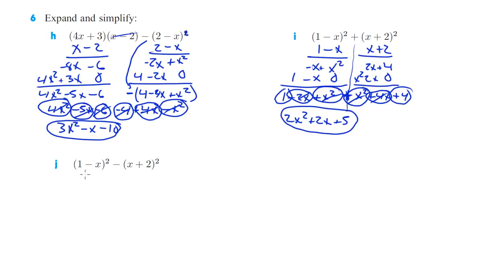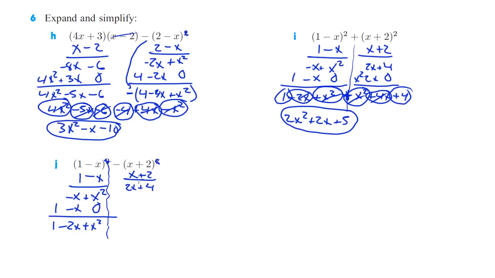Alright, last one here. 1 minus x over 1 minus x. Negative x times negative x is x squared. Negative x times 1 is negative x. 1 times negative x is negative x. 1 times 1 is 1. So we get 1 minus 2x plus x squared. Right, and then this one here, x plus 2 over x plus 2. 2 times 2 is 4. 2 times x is 2x. X times 2 is 2x. X times x is x squared.